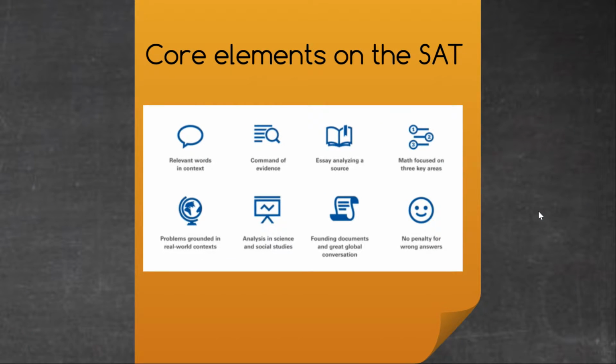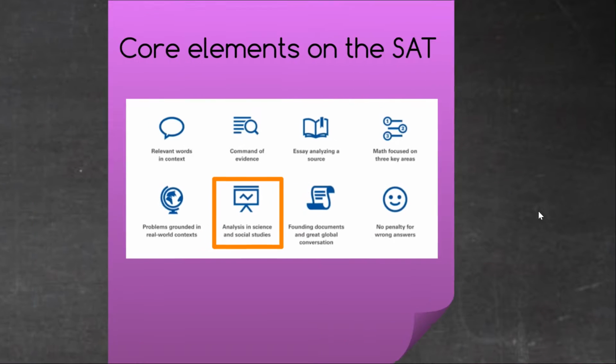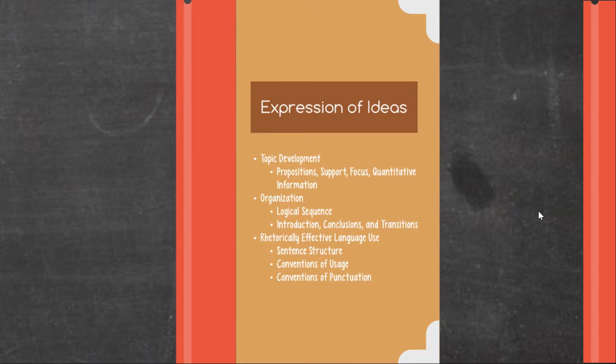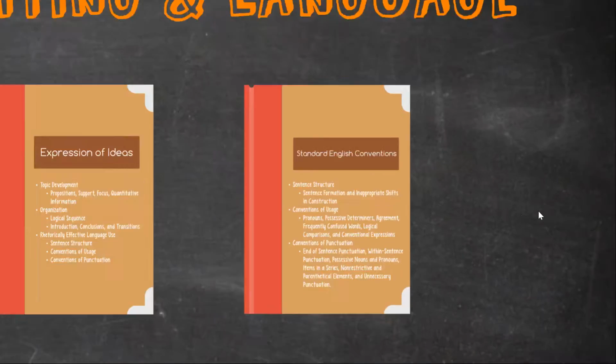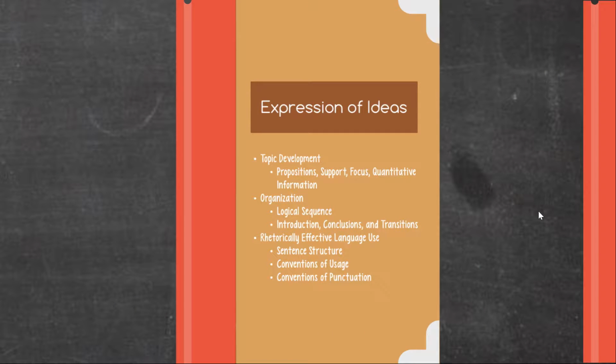Again, the core elements on the SAT are presented here to the students, and it focuses on what is related to the writing section. So we have analysis in science and social studies, relevant words in context, and command of evidence. Expression of ideas. These sections explain exactly what is included in the writing section. So we have expression of ideas, and we have standard English conventions. Under expression of ideas, we have topic development, which includes propositions, support, focus, quantitative information. We have organization, which includes logical sequence, introduction, conclusions, and transitions. And finally, there's rhetorically effective language use, which also includes sentence structure, conventions of usage, conventions of punctuation.